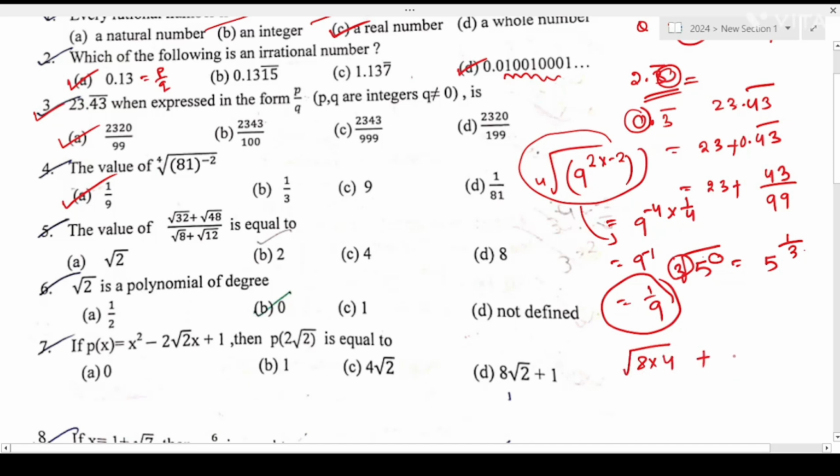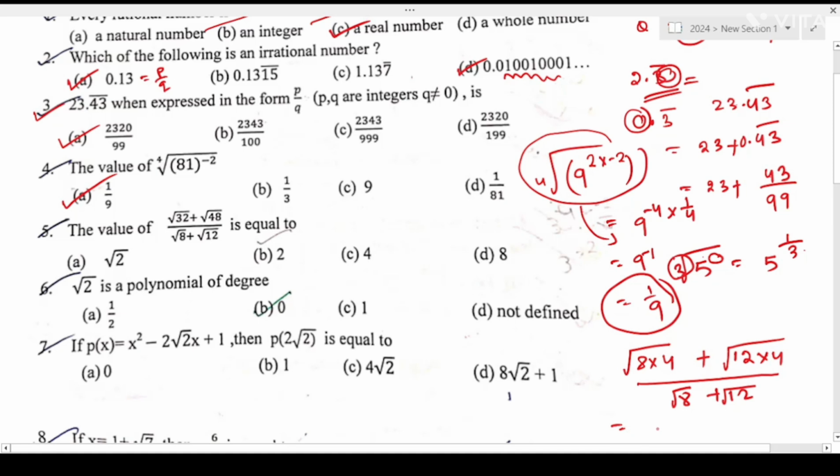Similarly, 48 we can write 12 into 4, because in the denominator there is root 12. That's why we divided into 2 parts, that is 12 into 4. Understand? Now divided by root 8 plus root 12.